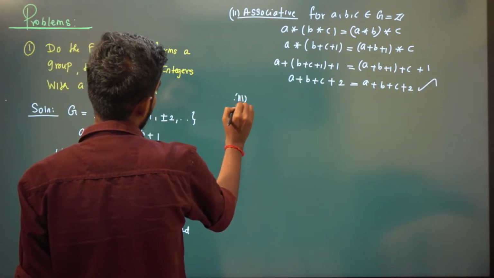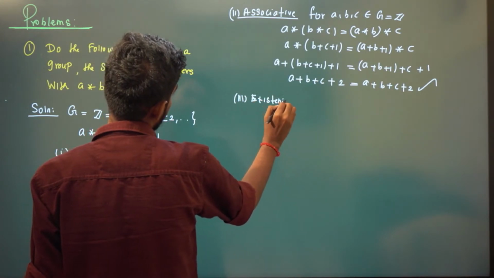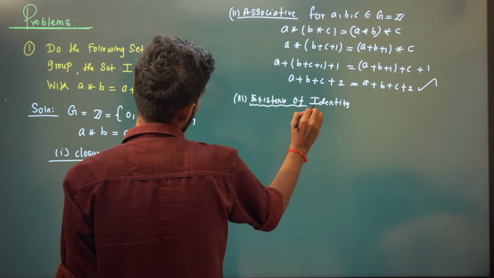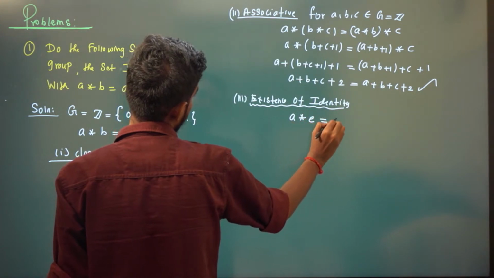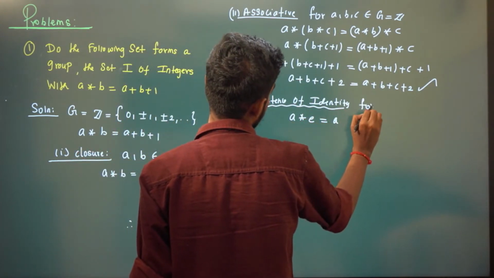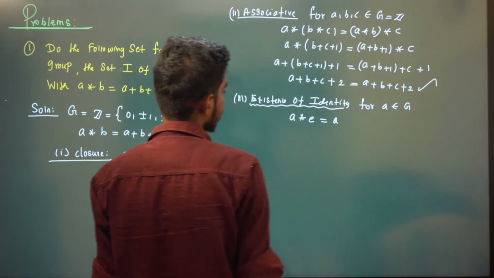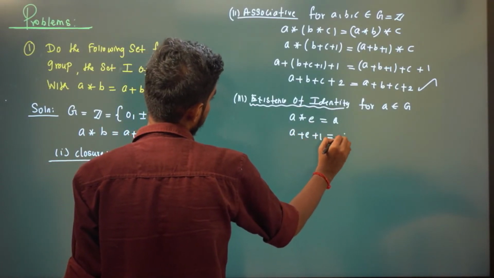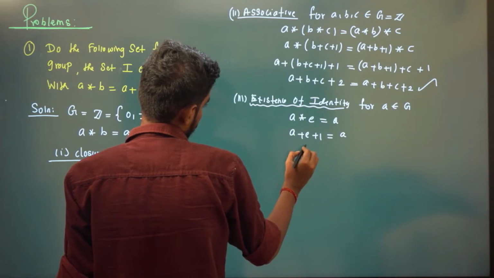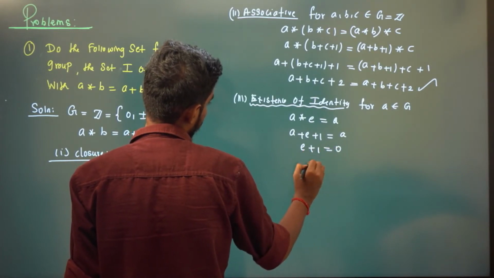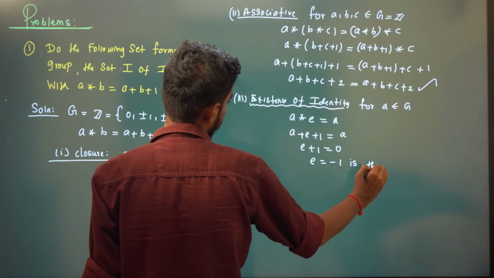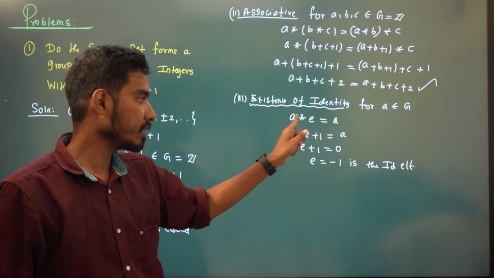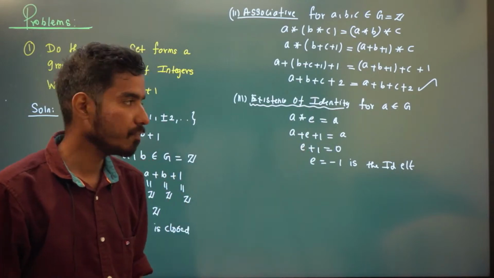Now what about existence of identity? You need to find E element, right? So A star E is equal to A. This is the definition of identity, right? For A belongs to G, A star E is the same as E star A is the same as A. Now what is A star E? A plus E plus 1 is equal to A. So E plus 1 is 0. So E is equal to minus 1 is the identity element. Right? So if you want to find the identity element, you need to write the definition and then apply the operation and then find E.